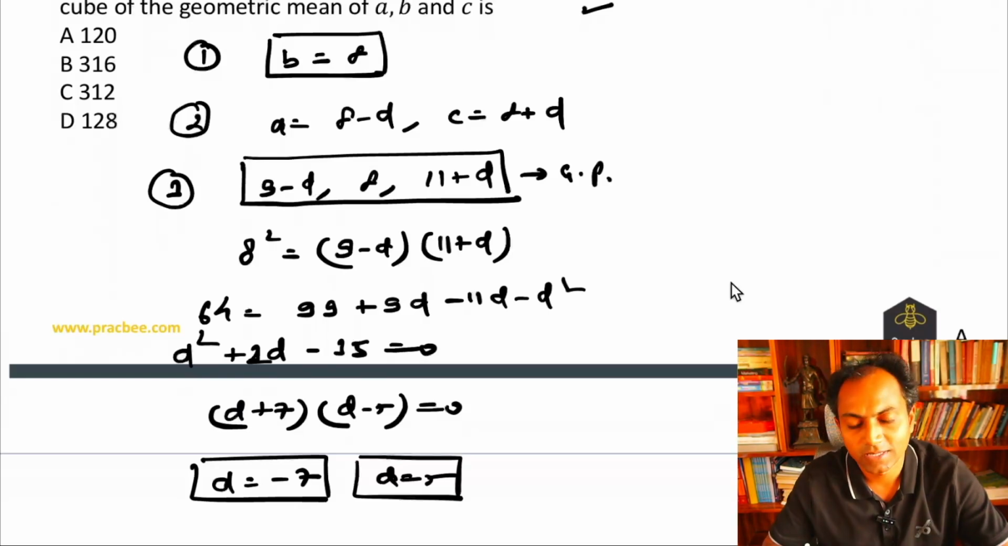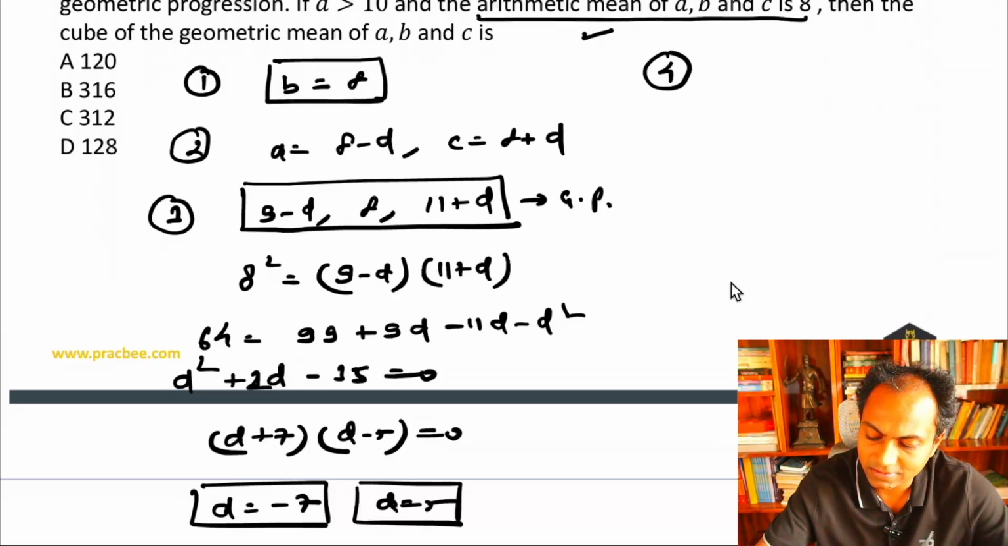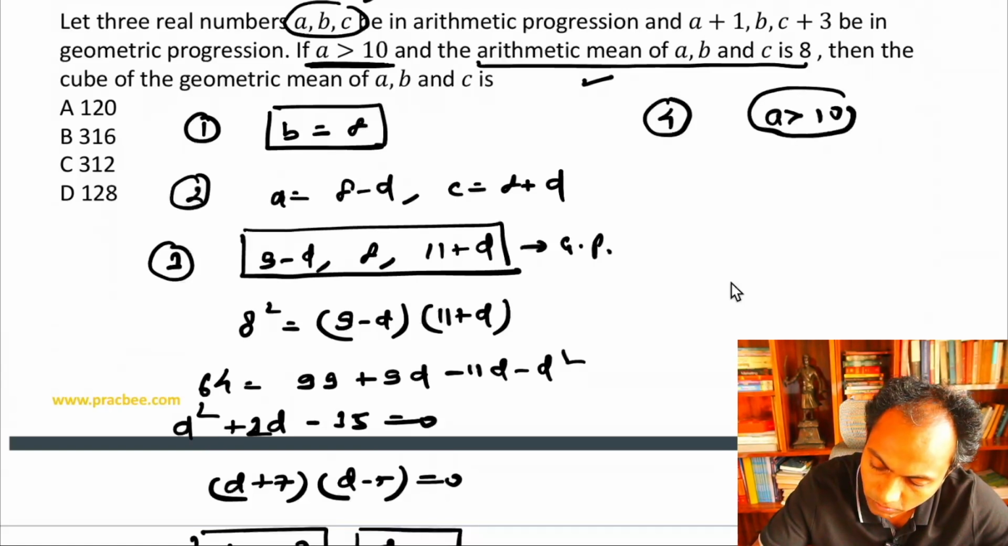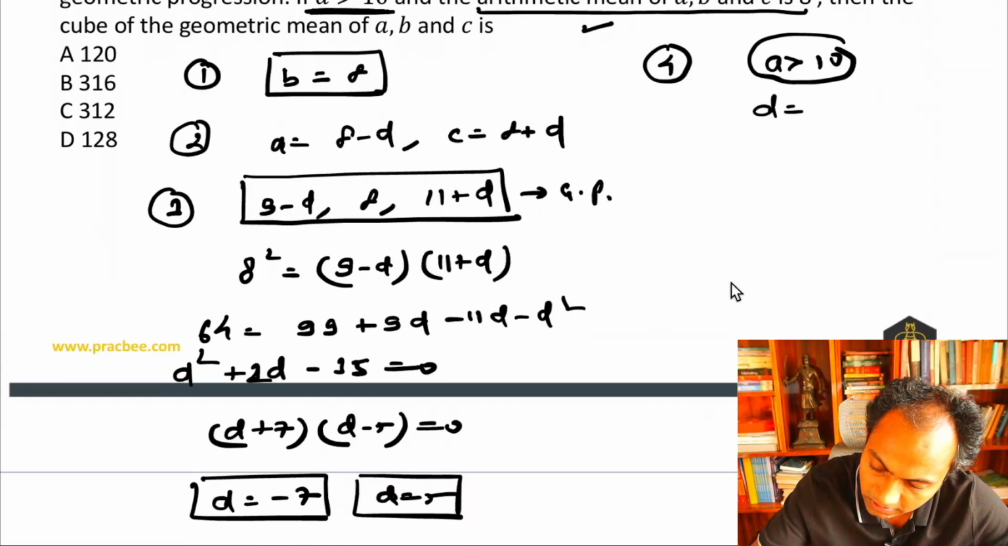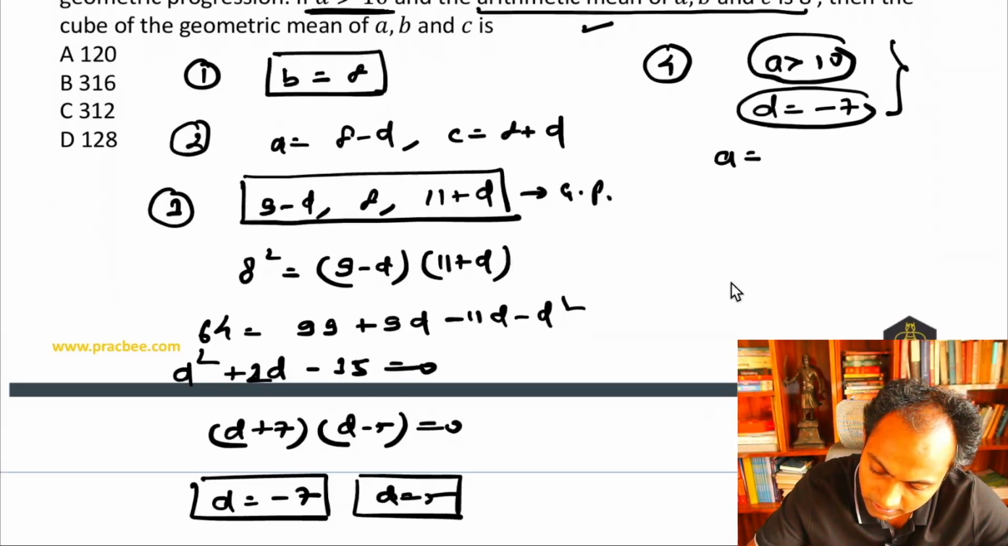Once we have got this, in the fourth step we are going to do a very interesting thing. If I figure out the value of a, they have given that a needs to be greater than 10. See, a greater than 10 is only possible if I consider the value of d as minus 7. So this condition gives us d equal to minus 7. Correspondingly the value of a comes out to be 8 plus 7, which is 15. B already was 8 and C comes out to be 1. So you have got this.